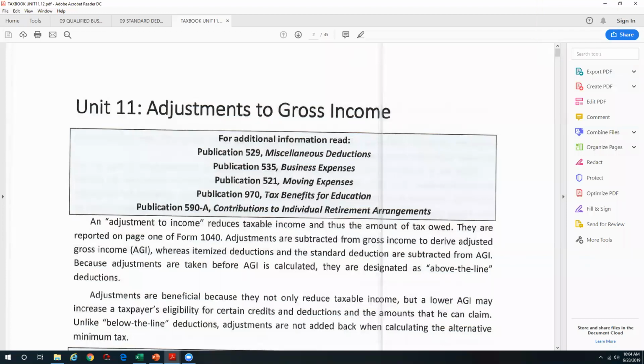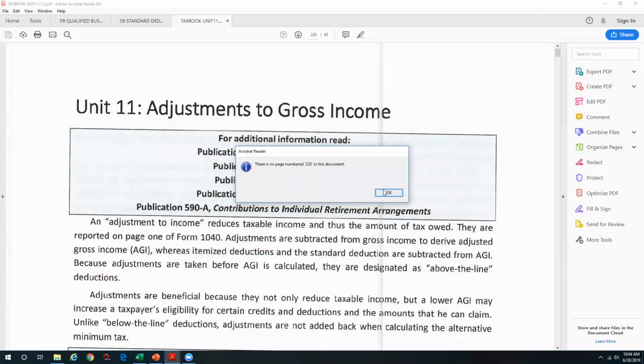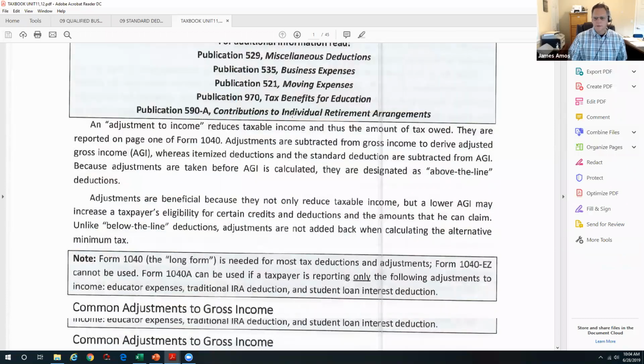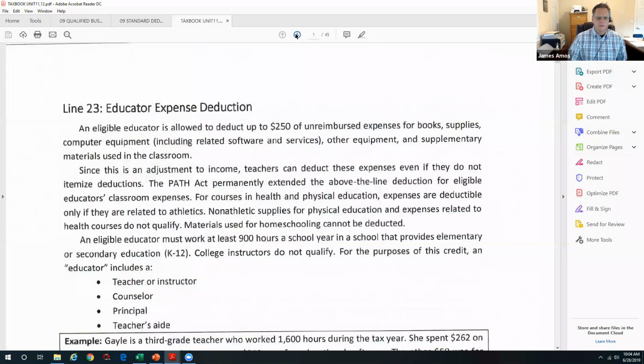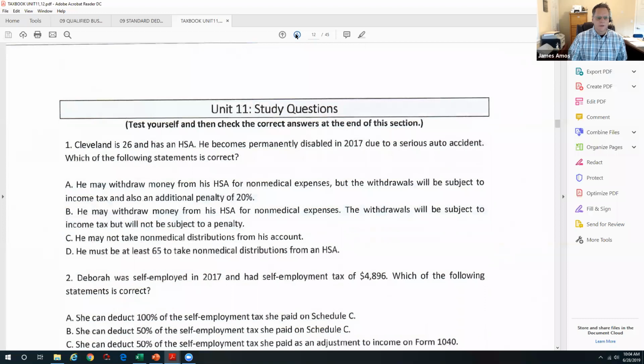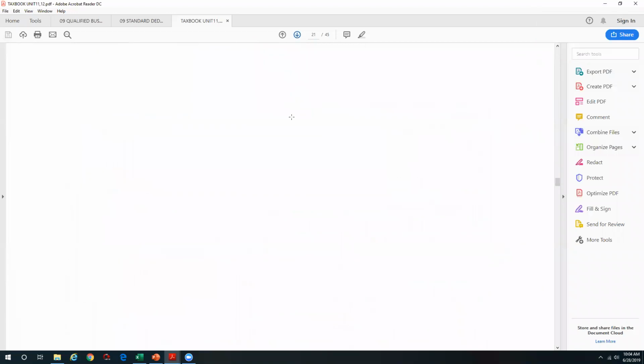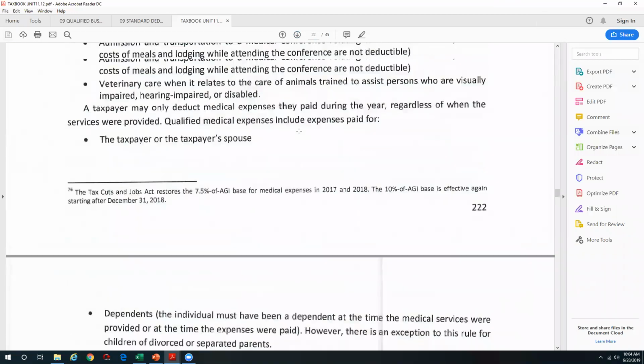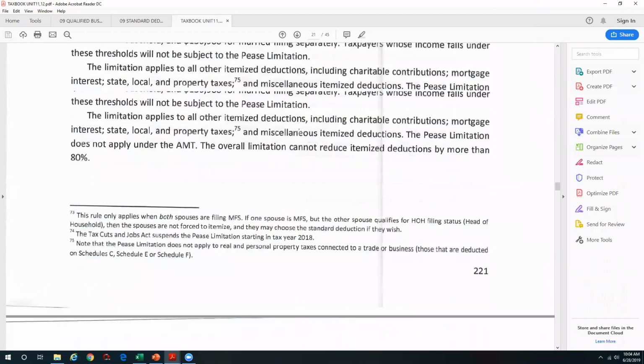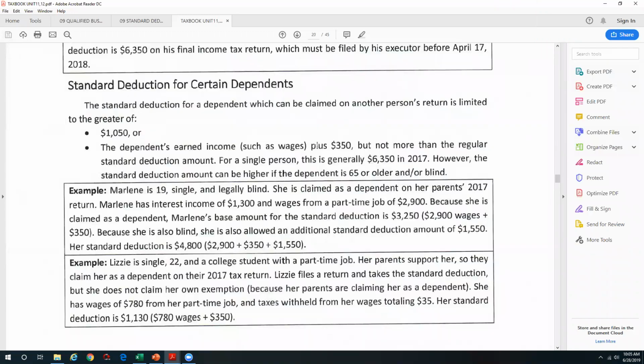It says there's no page 220, but that's because of the way the document's put together. So let me just zip through it. Yeah, I'm there. I've got everything printed out and tabbed. Okay, so which example are you looking at? Marlene is 19, single and legally blind. She's claimed as a dependent on her parents' return. I've got it up on the screen for everyone to look at.